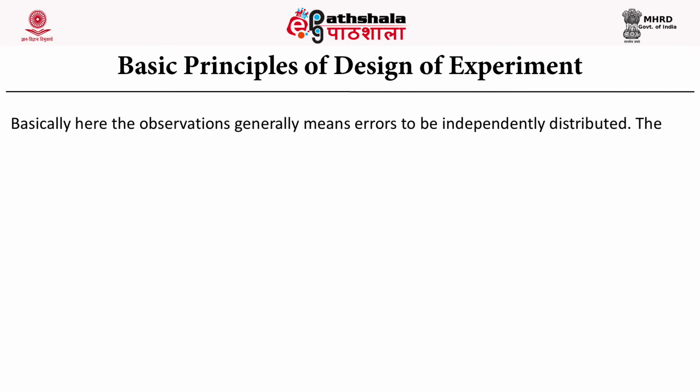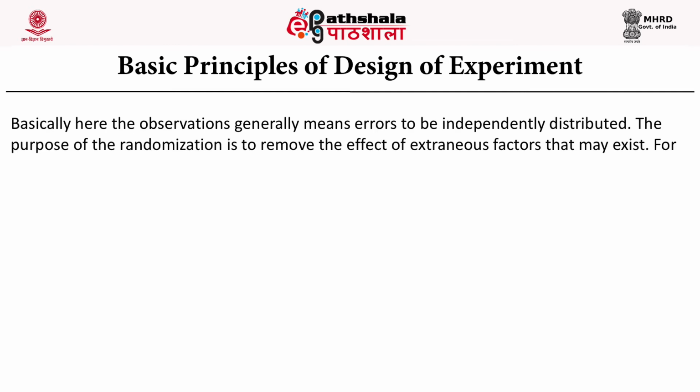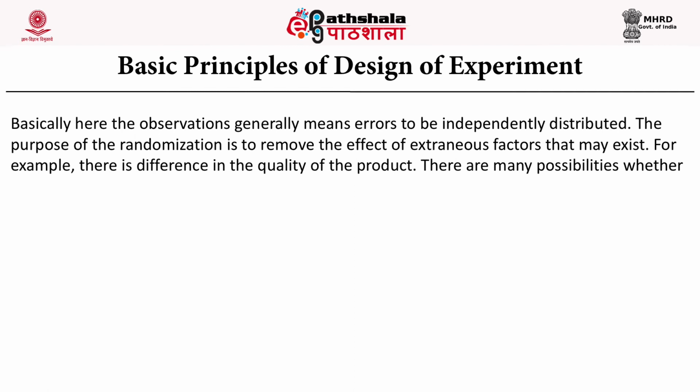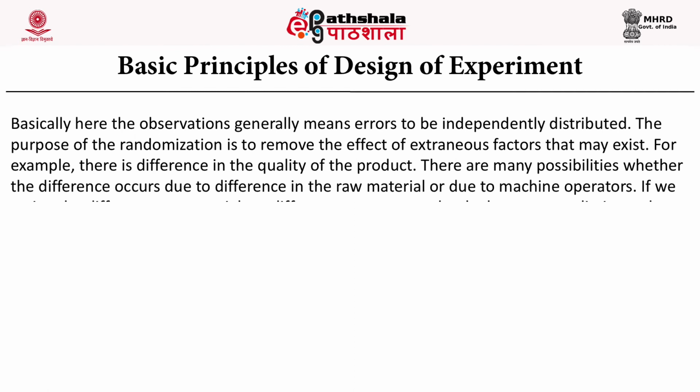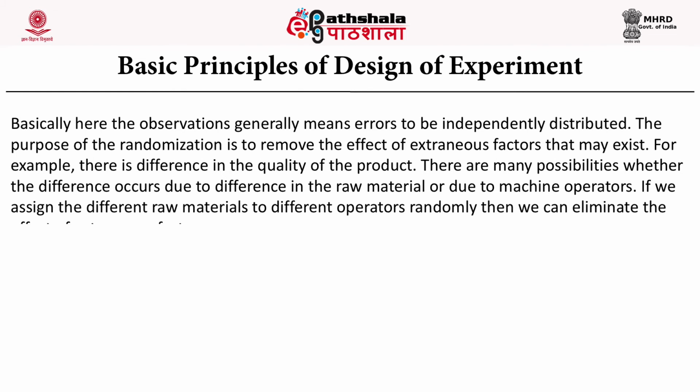Basically, here the observation generally means the errors are independently distributed. The purpose of randomization is to remove the effect of extraneous factors that may exist. For example, there is a difference in the quality of the product. There are many possibilities whether the difference occurs due to difference in the raw material or due to machine operators. If we assign the different raw materials to different operators randomly, then we can eliminate the effect of the extraneous factor.